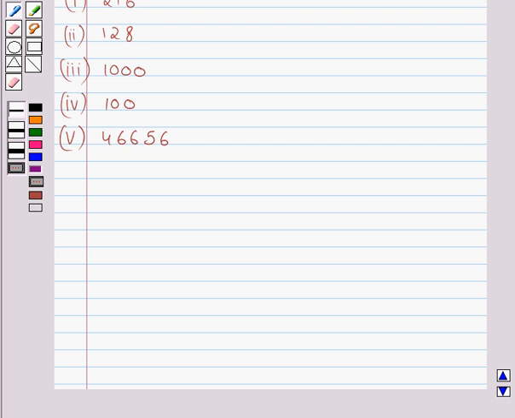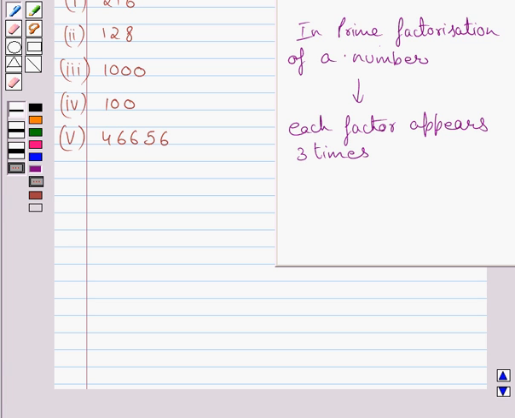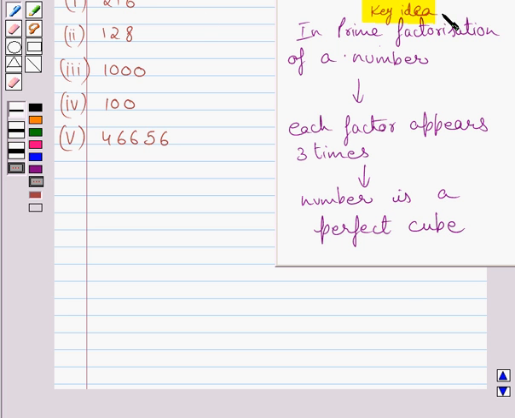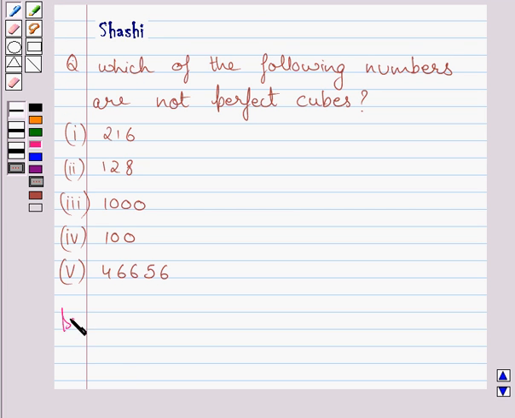Now first of all, let us understand that in the prime factorization of any number, if each factor appears 3 times, then the number is a perfect cube. We will use this fact as our key idea to solve the given question. Let us now start with the solution.